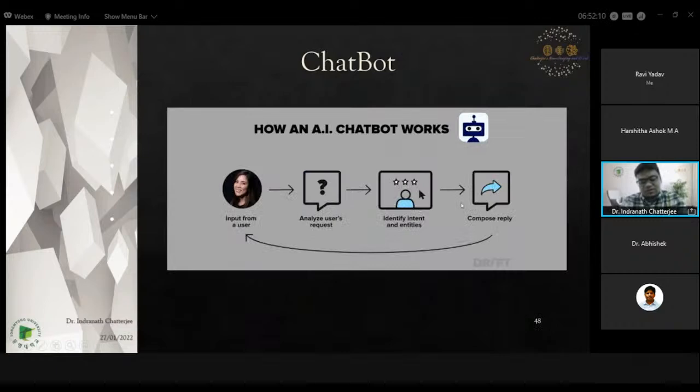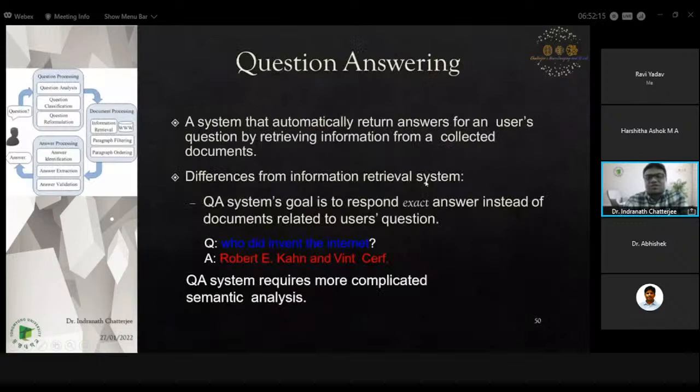I think we have less time, so I'll just move forward. And the second example is question answering, which is also a very important aspect to build on, so that we can understand the different aspects of a technology with the help of a question answering system.